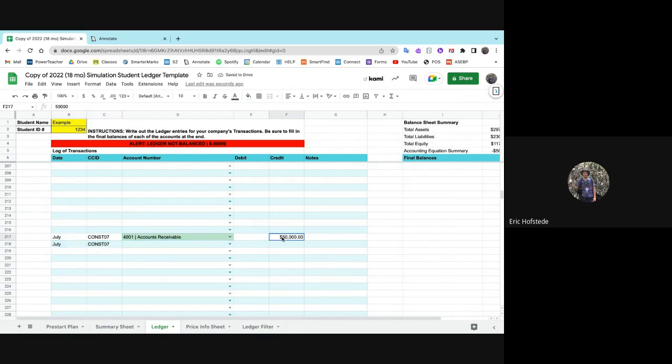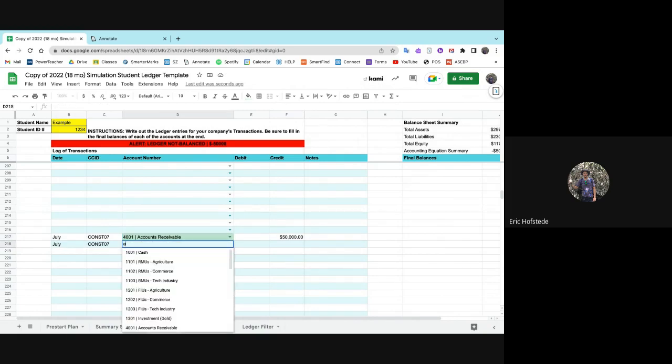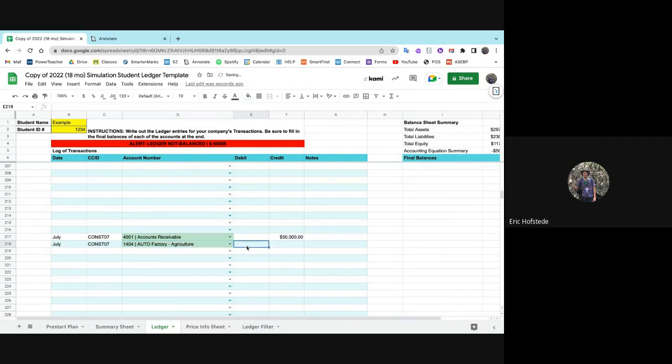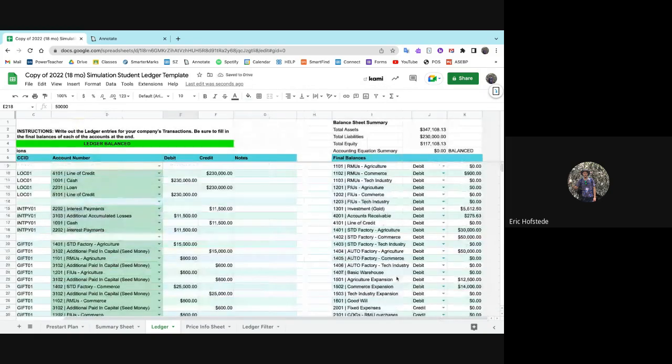That $50,000 is no longer in this future asset because the construction's done and it is now an actual complete auto factory for agriculture. And it's two of them. So I got $50,000 in these new shiny auto factories of the agriculture variety. That's all it really means. You can make a note that the construction is complete.